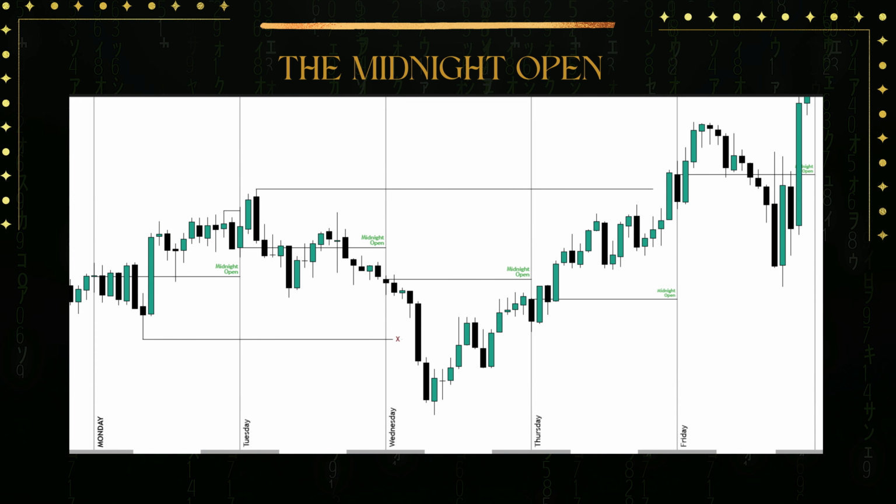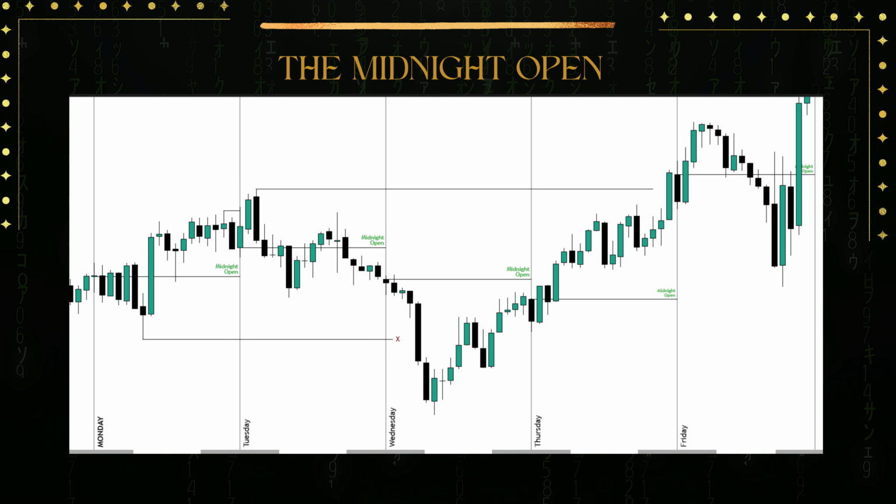Monday, we start off consolidating, then take out the lows. The next candle opens and expands through the midnight open. Price uses the fair value gap as support, gives a small expansion, and then begins to consolidate again towards the close. Tuesday, we open and immediately take out the previous day's high.